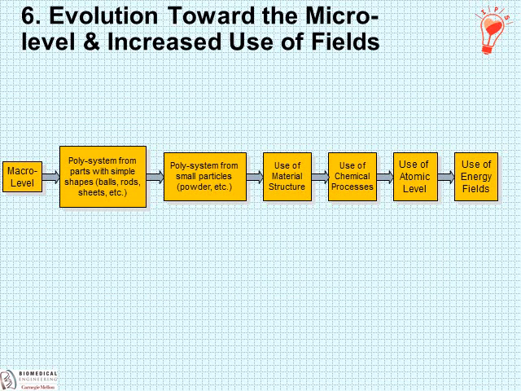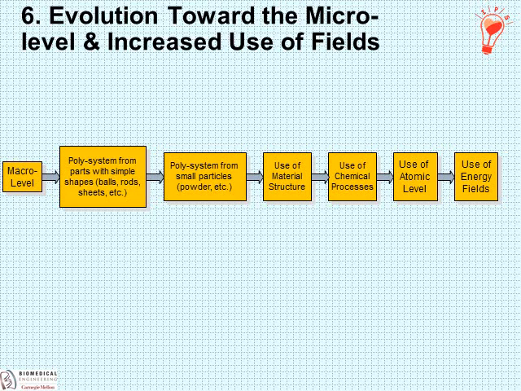The sixth line of evolution is evolution towards micro level and increased use of fields. It's arguably one of the most difficult to understand, but also one of the more powerful. It's illustrated in this flow chart, where we start with an existing technology or invention that exists on the macro level. And then it evolves into becoming a polysystem, something that is made out of subsystems, that has movable parts, it has simple shapes that are interrelated. It may then be evolved into something with smaller and smaller elements, such as small particles or powders, etc.